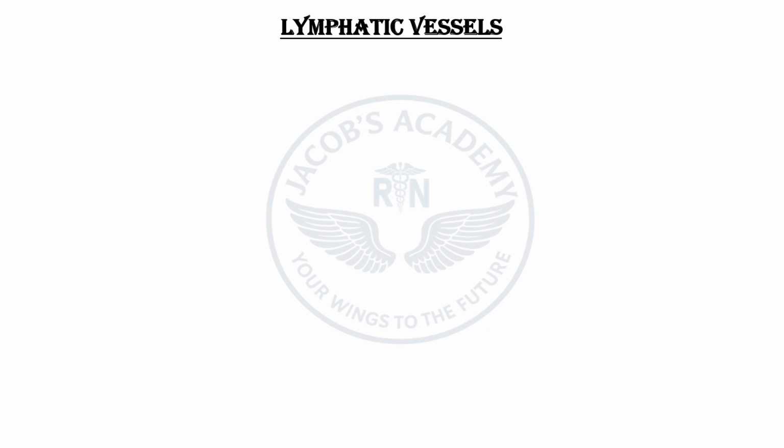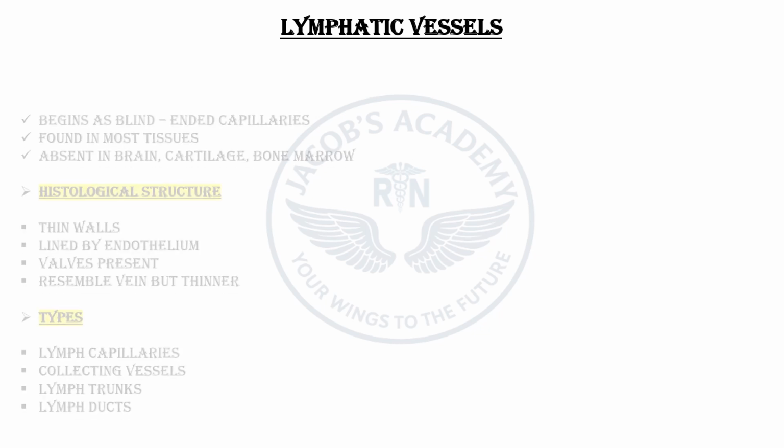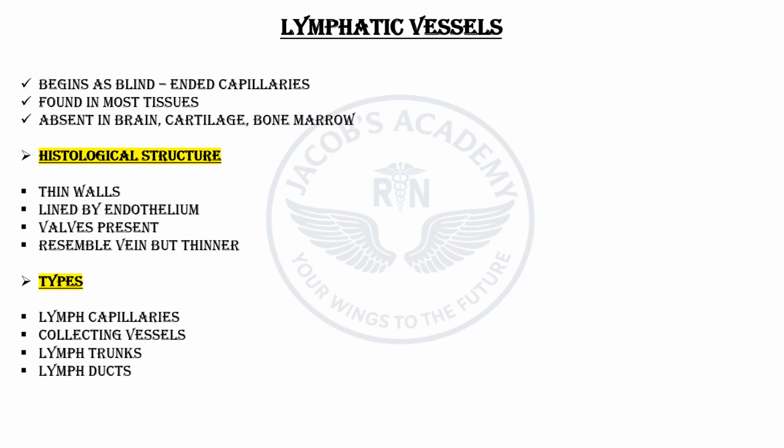Now let us discuss lymphatic vessels. So the first point, begins as blind-ended capillaries. So lymphatic vessels begin as blind-ended capillaries in the tissues. The next one is found in most tissues, which means they are found in most tissues of the body, but they are absent in the brain, cartilage and bone marrow.